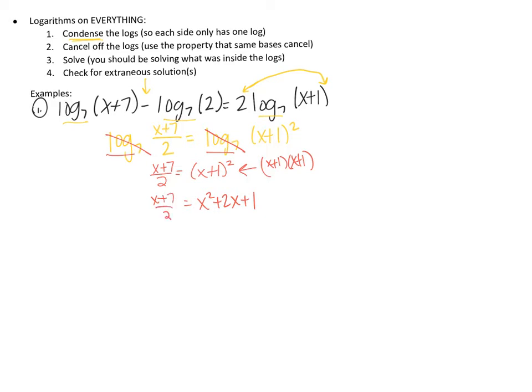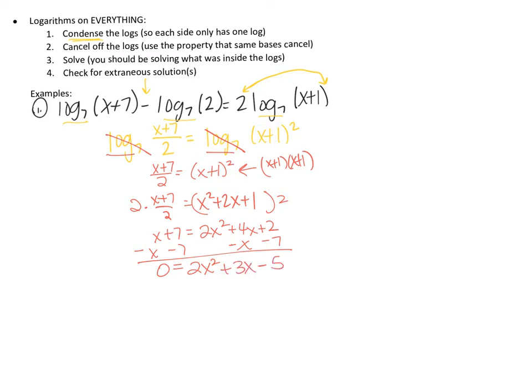Now, I see over here we're dividing by 2, so I'm going to need to multiply everything by 2. So I'm going to have x plus 7 equals 2x squared plus 4x plus 2. I'm going to need to set it equal to 0, so I'm going to subtract a 7 and subtract an x. So I have 0 equals 2x squared plus 3x minus 5. From here, I'm going to go ahead and factor this.